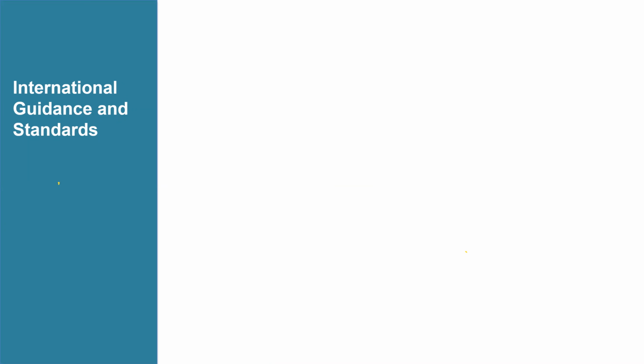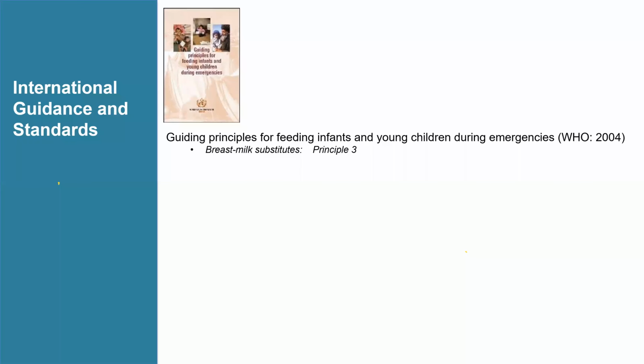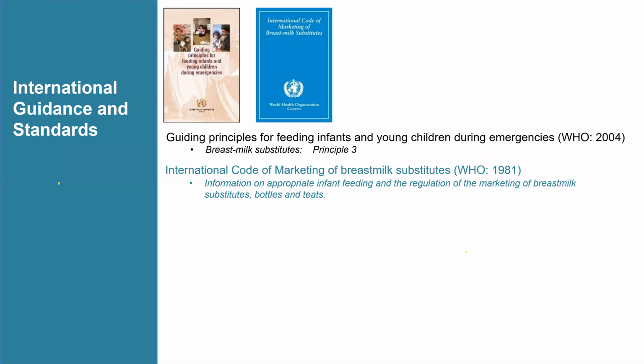There are international guidance and standards that we can look to when creating programs to ensure that we're working within the best possible standards. Guiding Principles for Feeding Infants and Young Children During Emergencies, WHO 2004. Principle number 3 covers breast milk substitutes. The International Code of Marketing of Breast Milk Substitutes, WHO 1981, provides information on appropriate infant feeding and the regulation of the marketing of breast milk substitutes, bottles, and teats.